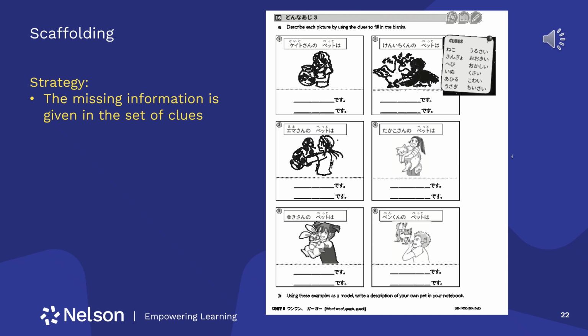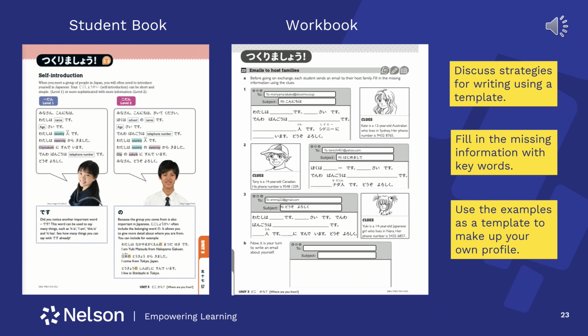the sentence pattern. Each of the Tsukurimasho sections present a different text type. Here in Unit 3, students learn to create a personal profile. Students fill in the missing information with the keywords and then use them as a template to write their own profile. So you can simply teach reading and writing Japanese script from Unit 1 without the need for romaji by presenting hiragana, katakana, and kanji together in an authentic text, by students developing strategies to extract the meaning.